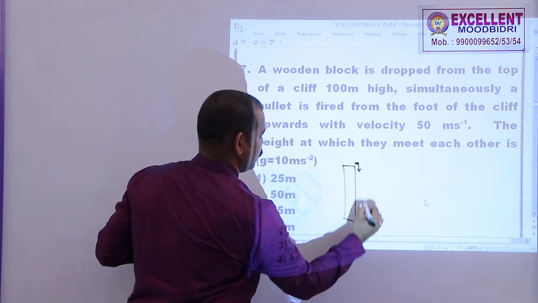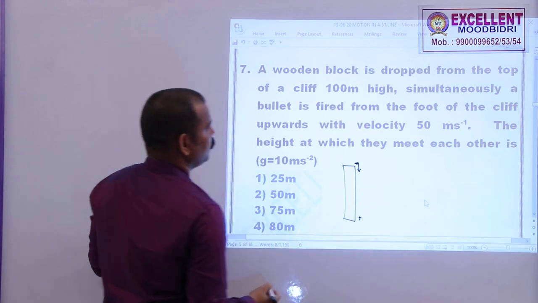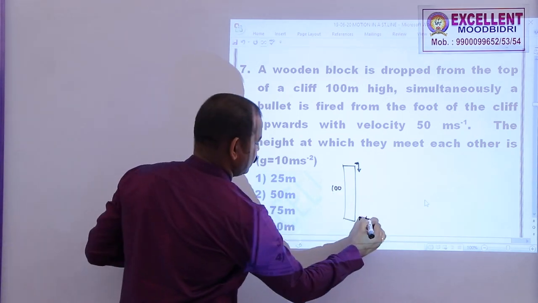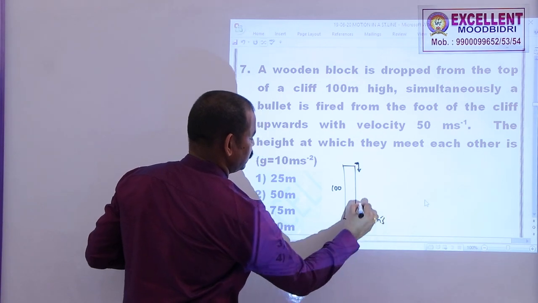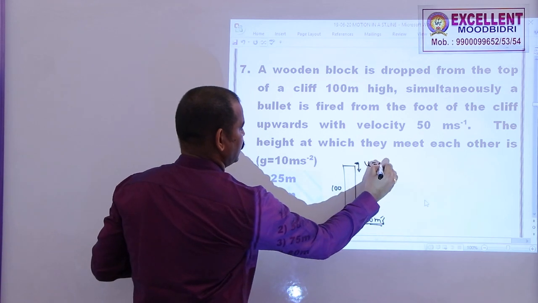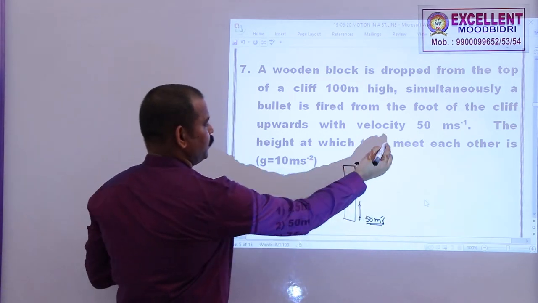A wooden block is dropped and a bullet is fired here. The height of this one is 100 meters, simultaneously. The bullet is fired with a speed of 50 meters per second. Here, dropped means velocity is 0. The question is the height at which they meet each other.